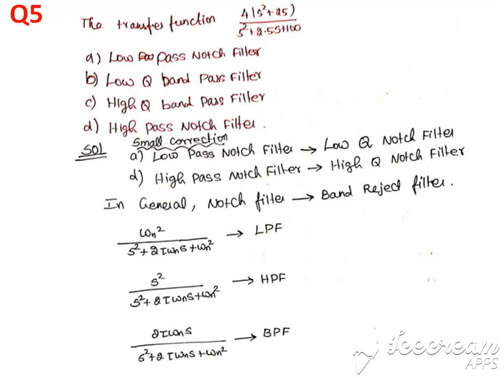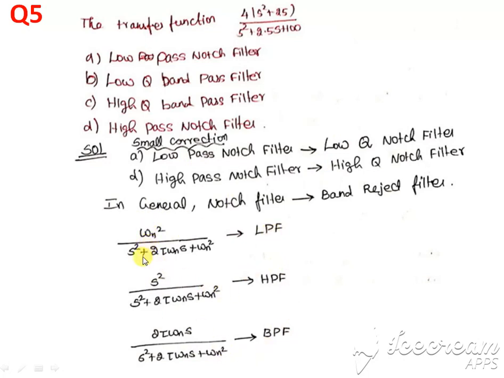Then last question, question 5. This question has some mistake, but I will explain the general concept. The transfer function 4 into s square plus 25 divided by s square plus 2.5 s plus 100 is given. We need to find whether it is low pass notch filter, low Q band pass, high Q band pass, or high pass notch filter. Generally a notch filter is nothing but a band reject filter. So this is the general notation of all the types of filter.